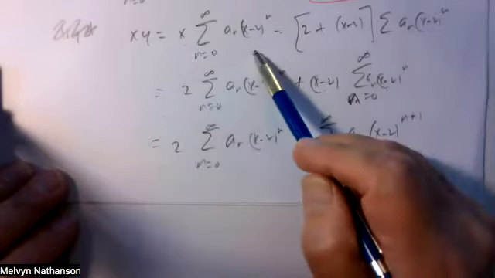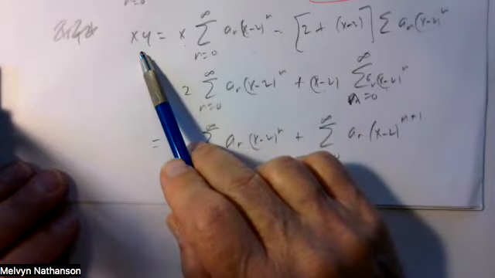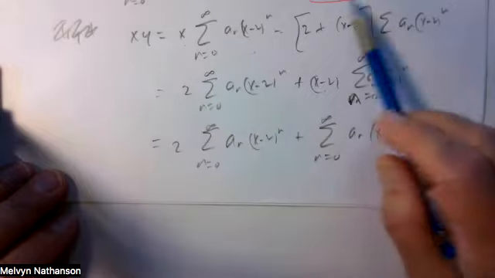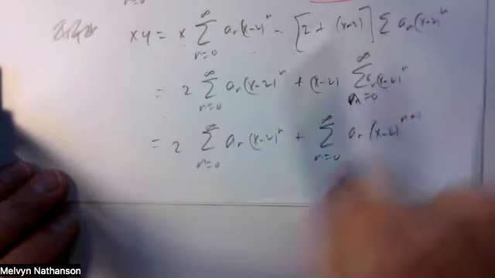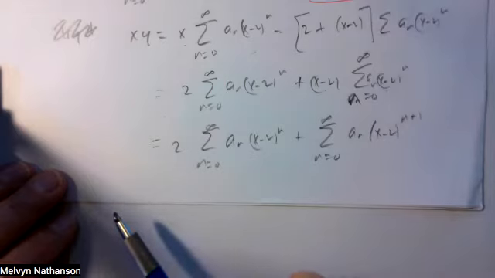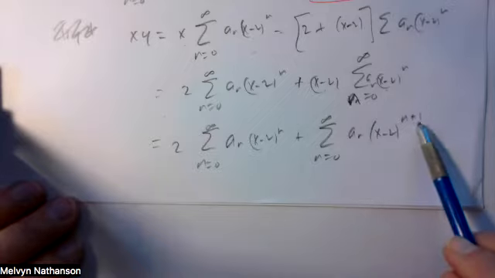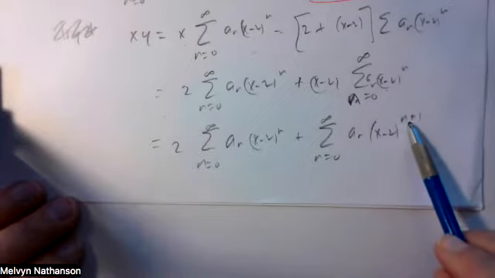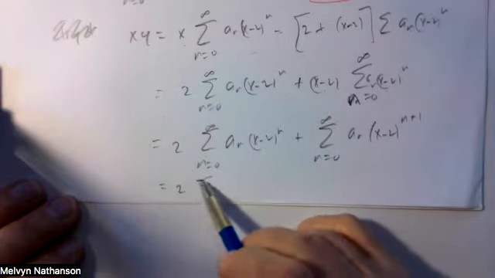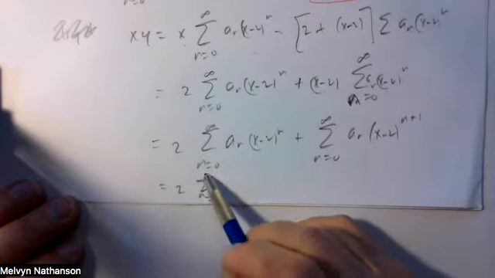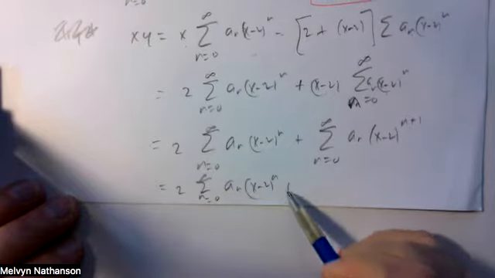Y is this series, and I'm multiplying it by x. But because I want everything in terms of x minus 2, I write x as 2 plus x minus 2, which is certainly true. So I have this. And then I want to shift the index of summation. So this is 2 summation n goes from 0 to infinity a_n (x minus 2)^n.